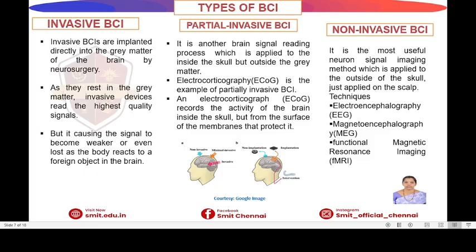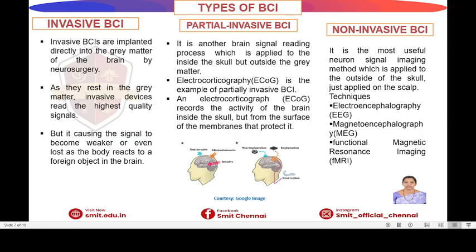Here is a general comparison of invasive BCI, partially invasive BCI and non-invasive BCI. In invasive BCI, we can directly implant the electrodes into the brain matter with the help of neurosurgery. From that we can get the highest quality signals because we have implanted the electrodes in the skull. And the main drawback of this invasive BCI method is that the body will react to the foreign object in the brain.